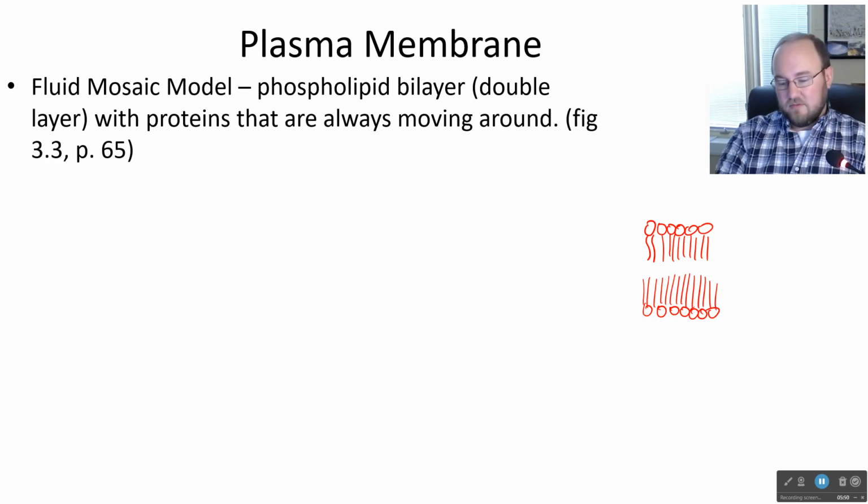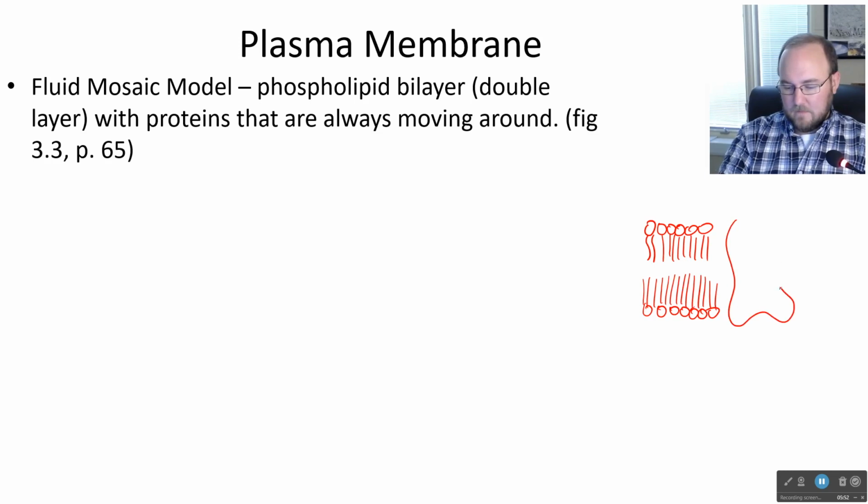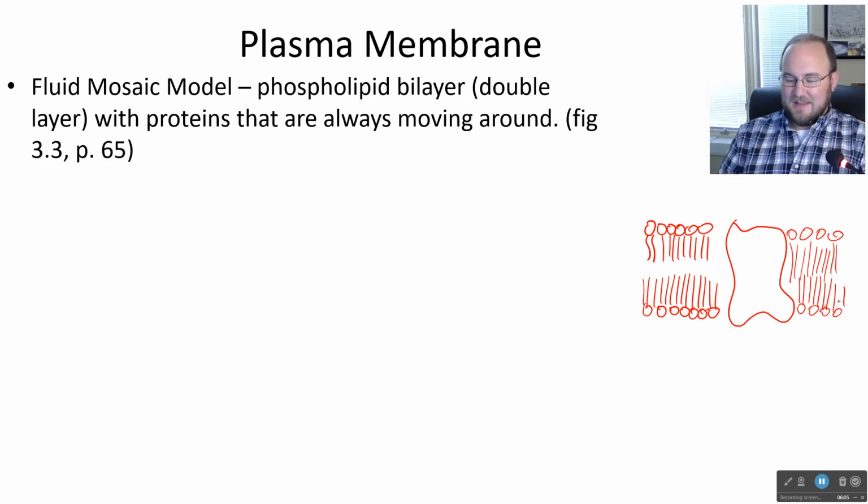And then there are proteins. And more phospholipids, all over the place. I told you I was getting lazy. There we go. Close enough. Yeah, that works.